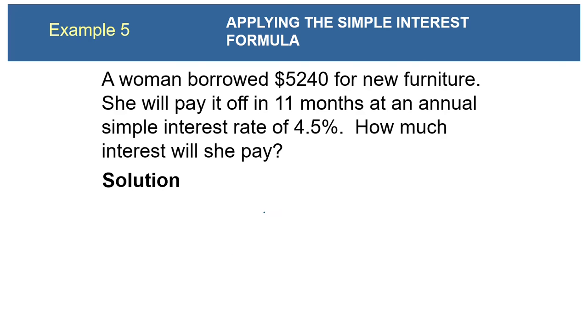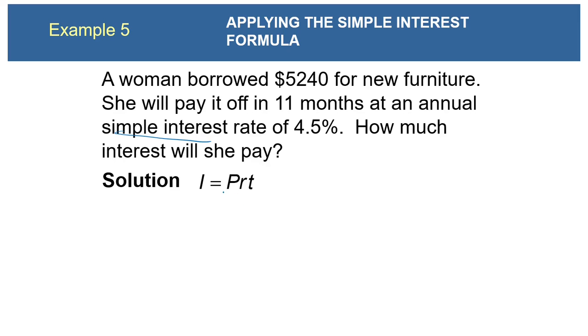Example 5. A woman borrowed $5,240 for new furniture. She will pay it off in 11 months at an annual simple interest rate of 4.5%. How much interest will she pay?